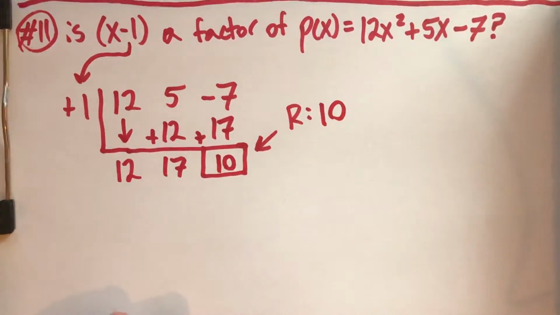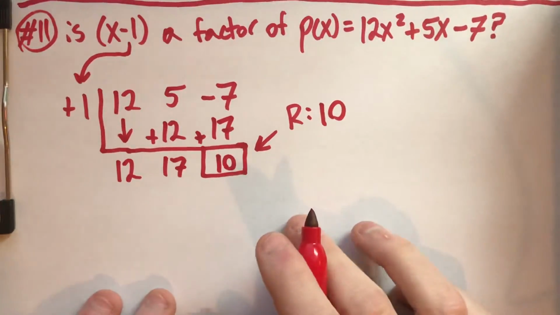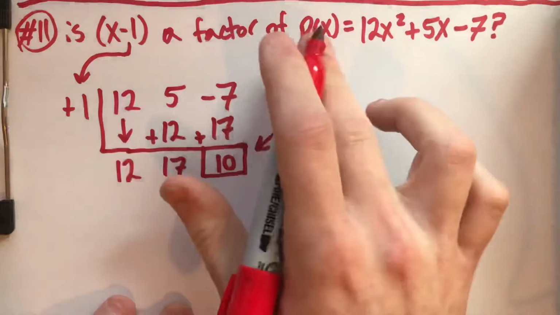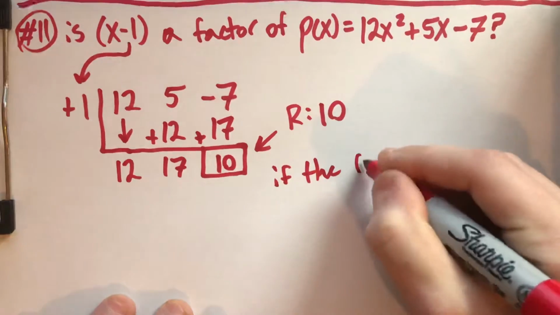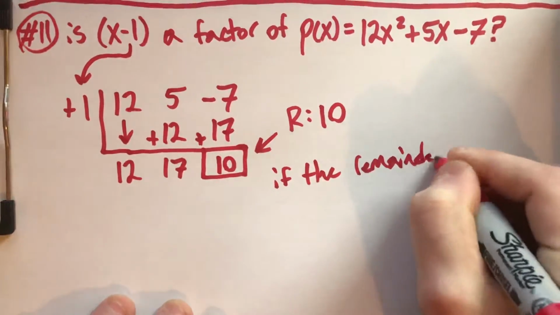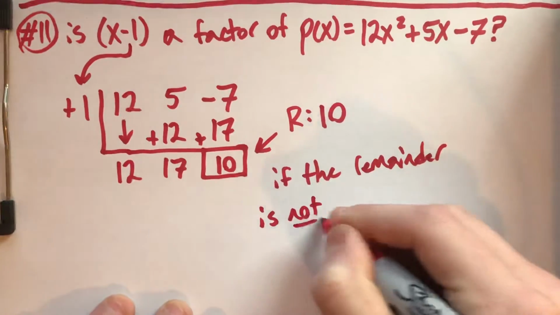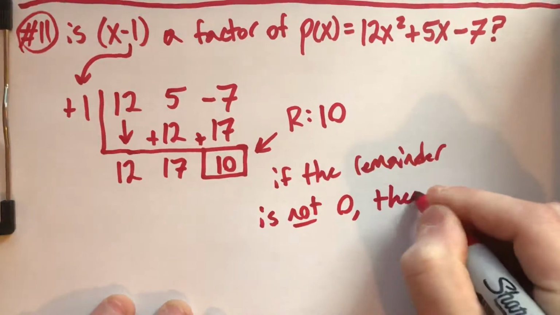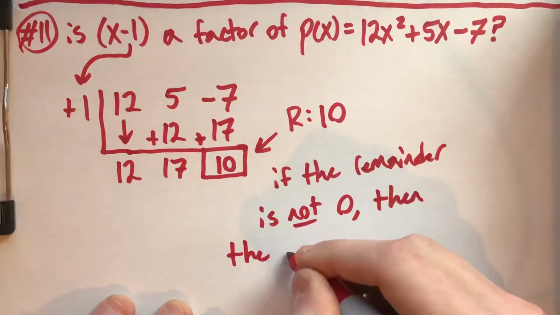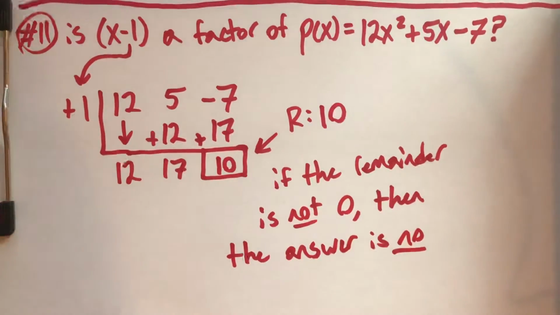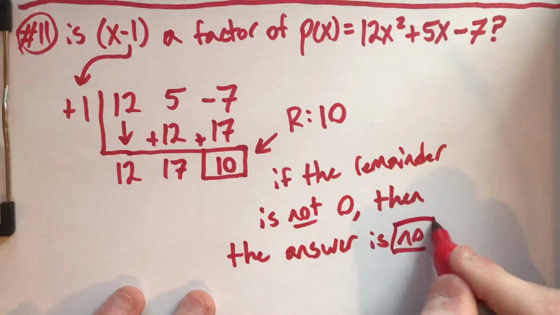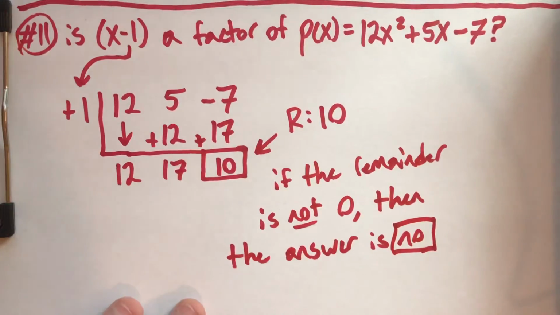Now remember, whenever your remainder is not 0, that just means that x minus 1 is not a factor of p of x. So if the remainder is not 0, then the answer is no. Essentially what that means is this question is complete. We've answered it. Is x minus 1 a factor of p of x? The answer is no. And that's all we have to write whenever the remainder is not 0 for this type of question.